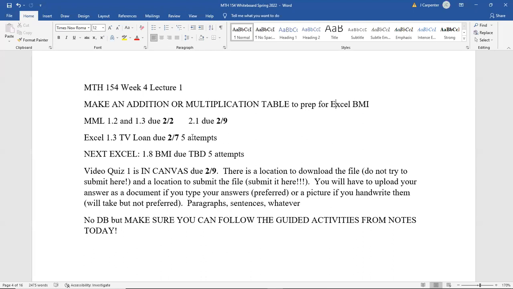So when you go into Canvas, you will now see two new files under quizzes. One that says download video quiz 1 and one that says submit video quiz 1. And the one that says submit is where the due date is. So you will have to submit an electronic file, whether it's a Word file or a picture of your handwritten answers, however you want to do it.